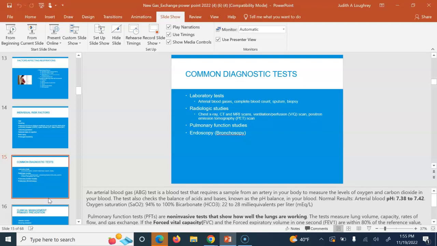They usually do an arterial blood gas. That is a test that takes a sample from your arterial blood, and it measures the level of oxygen and carbon dioxide in your blood, and it also checks the pH of your blood to see if you're more acidic or more alkalotic. So that gets very specific.